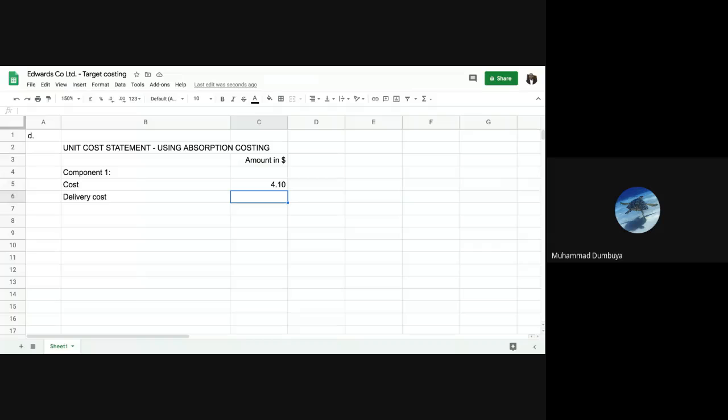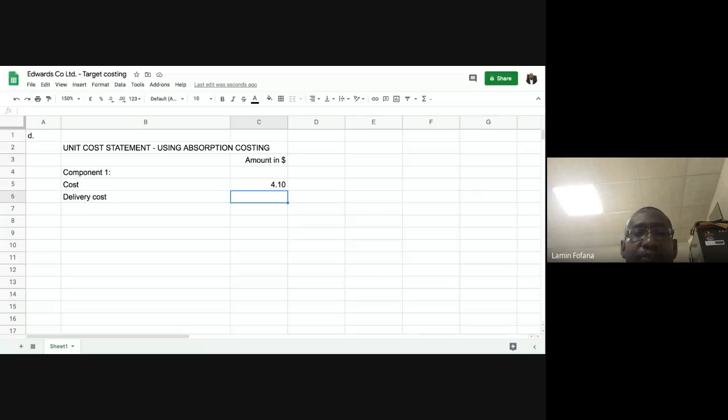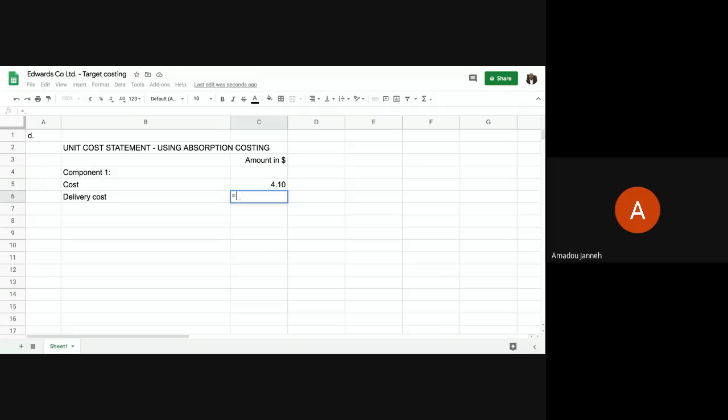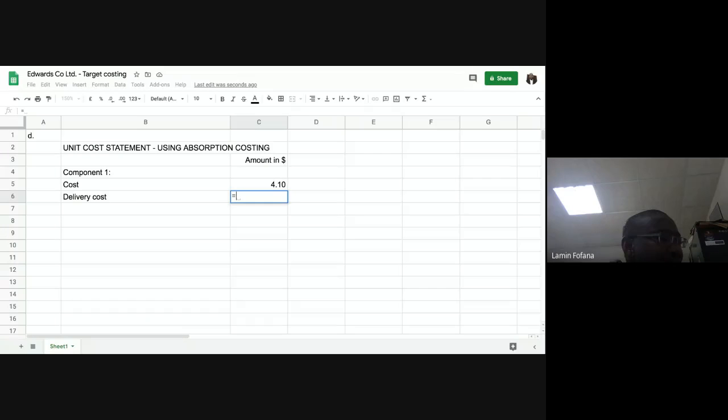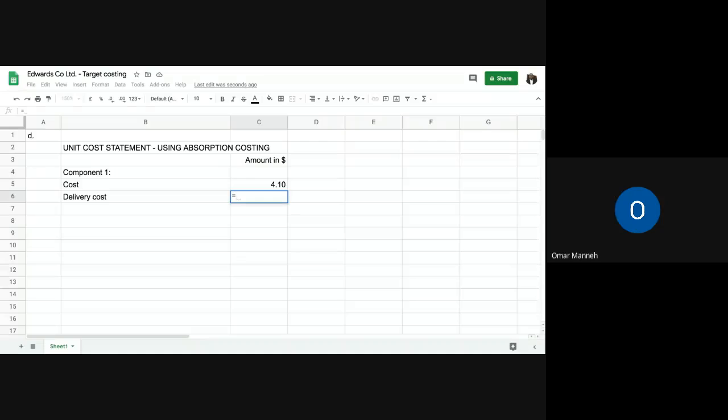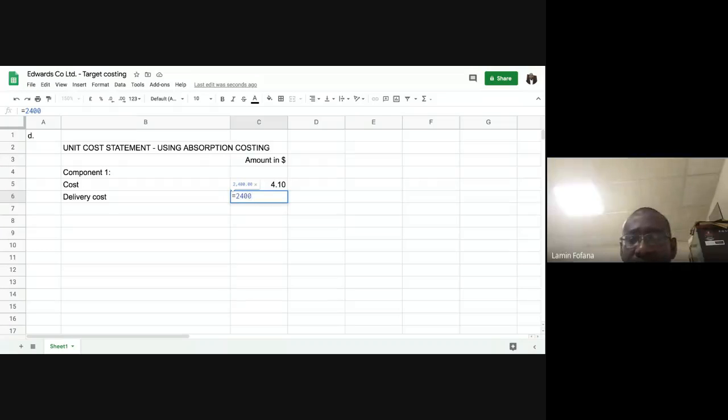I think you need to divide the amount by the number of badges. Okay, so what formula do we put here? Equals 2,400 divided by 4,000. The total cost divided by the total units to get each.